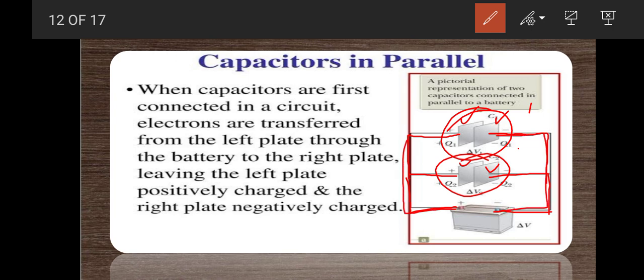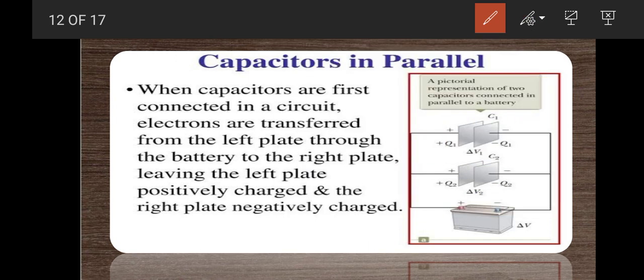What will happen when capacitors are first connected in a circuit? Electrons are transferred from the left plate through the battery to the right plate, leaving the left plate positively charged and the right plate negatively charged. As I have told you at the start of the chapter, one plate of the capacitor gets positive charge and the other plate gets negative charge.